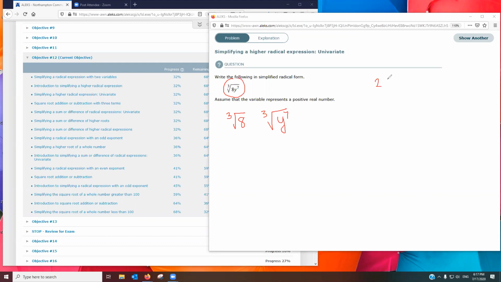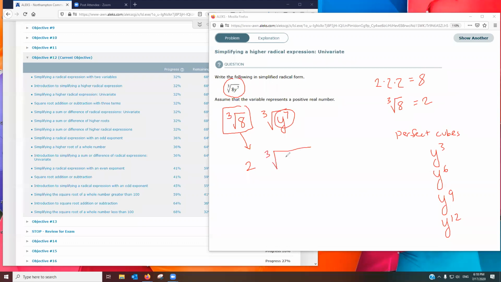Well, I know that 2 times 2 times 2 equals 8. So that tells me the cube root of 8 is just 2. So this result is just a 2. All right, I also know that when it comes to perfect cubes, if I could write something like y to the 3 or y to the 6 or y to the 9 or y to the 12, these are all perfect cubes. But I don't have y to the 6, I have y to the 7. But what I'm going to do is rewrite y to the 7 as y to the 6 times y to the 1. Then I'm going to break this up into two separate cube roots.